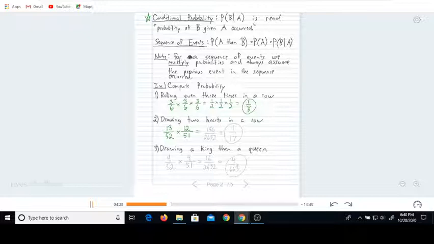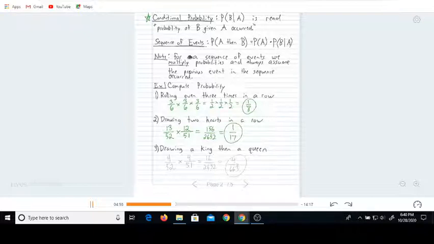So here we'll need a calculator. 13 times 12 is 156, divided by 52 times 51, which is 2652. And we can go ahead and reduce that fraction. That reduces to 1 in 17. So you have a 1 out of 17 chance of drawing 2 hearts in a row.